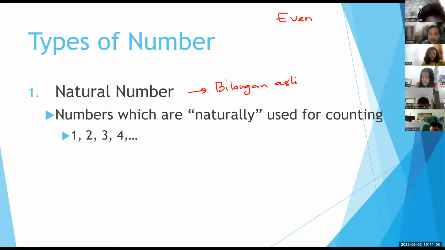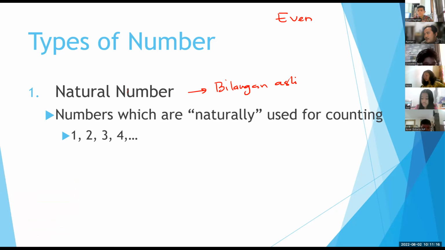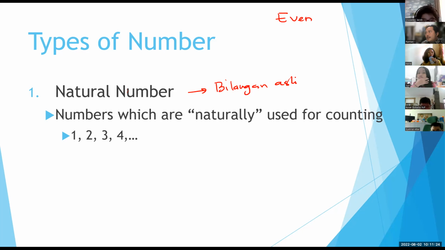Natural numbers are numbers which are naturally used for counting. When you count, what number do you start? Yes, one. So in natural numbers, zero is not included. When you are still a little kid, your parents or people will teach you to count from number one. They never taught you from number zero. Mungkin ada di sini yang when they taught you when you were a kid, nomor pertama itu 0? Nggak ada ya.